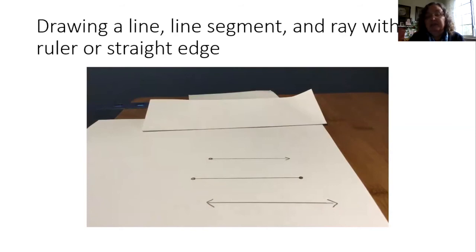Now, if you want to take the time, you can pause it right now and try drawing those 3 things using either your ruler or a piece of cardboard, or if you need to, fold up a piece of paper to make a straight edge. But we want to use a straight edge of some kind so that our lines are good and straight. So pause for a minute and see if you can draw like I did, nice and straight lines.